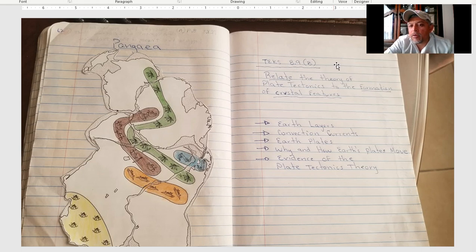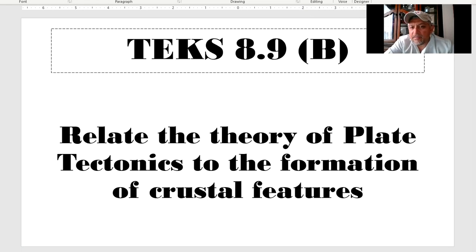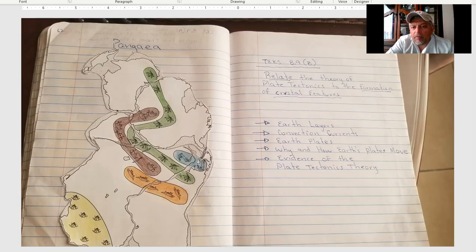You're supposed to write the TEKS, which is this TEKS right here, 8.9 letter B. And you're going to relate the theory of plate tectonics to the formation of crustal features. That's what you need to write there. And then these are the items that we're going to cover this week with the theory of plate tectonics.